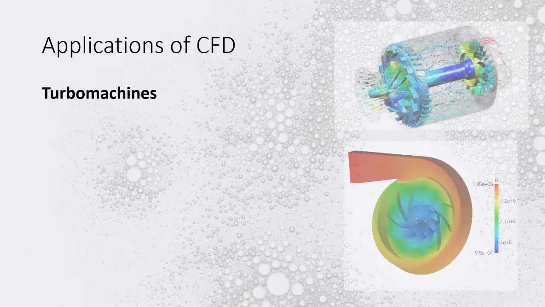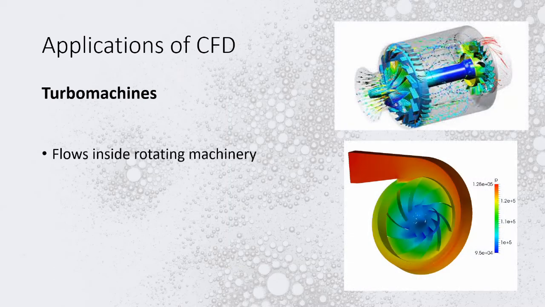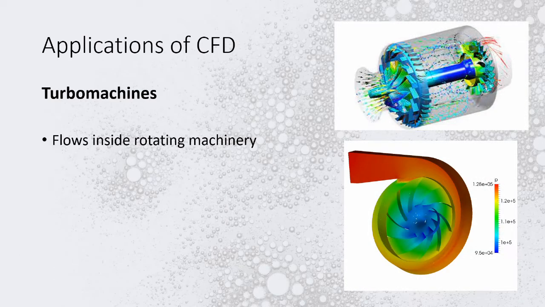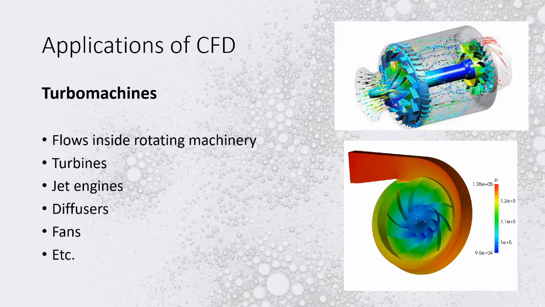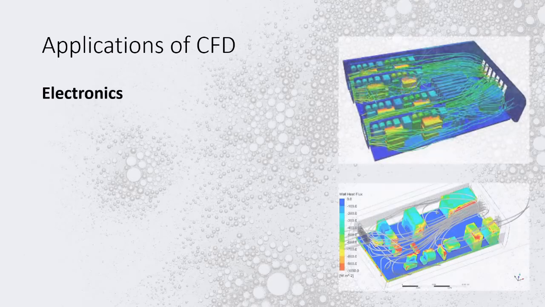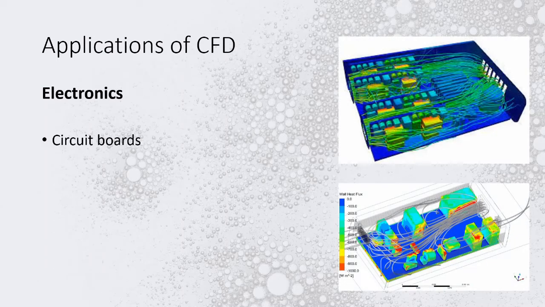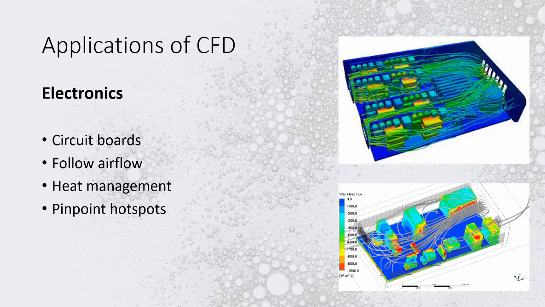You can also use CFD for turbo machines to see the flow inside rotating machinery, such as turbines, jet engines, diffusers, fans, and so on, as well as for electronics, for their circuit boards, to see airflow, heat management, pinpoint hotspots, and to predict the temperatures.